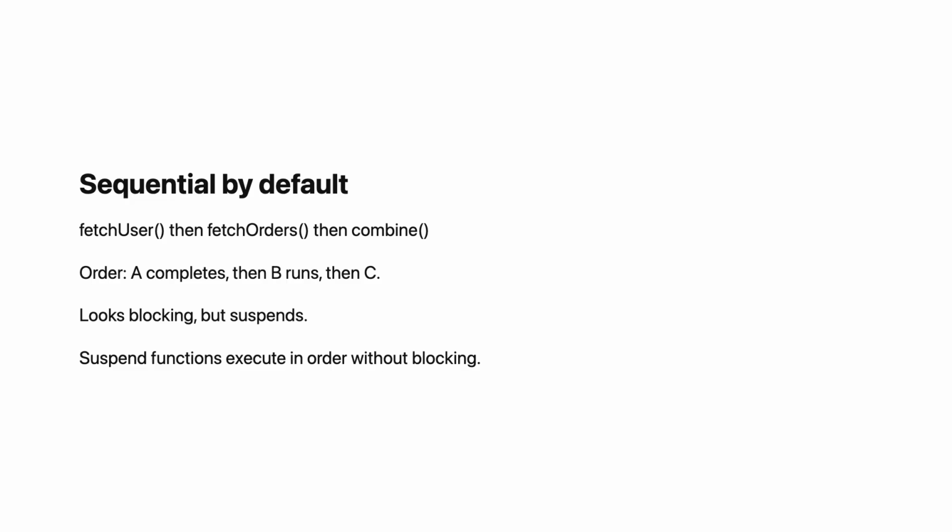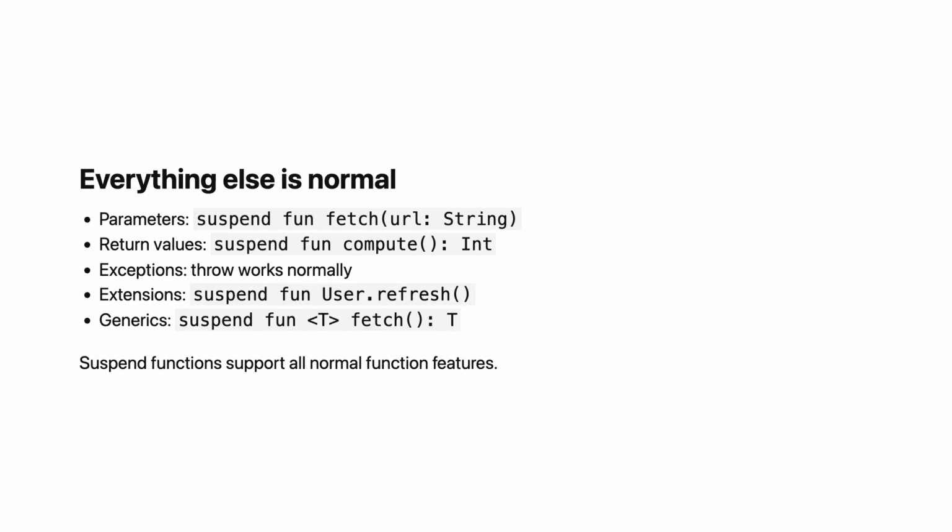But it is not blocking code. Each step can suspend without holding the thread. Sequential composition is natural. You write code in order. It executes in order. But suspension makes it efficient.